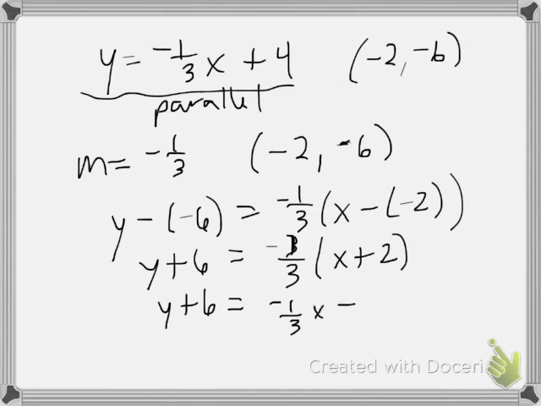How do I multiply -1/3 and 2? Guys, please keep in mind we multiply fractions straight across. So -1/3 times 2 is just the same thing as doubling a third of a cup. And so I would just have -2/3. And now my last step is going to be to subtract 6. So I have y plus 6 equals -1/3 x minus 2/3.